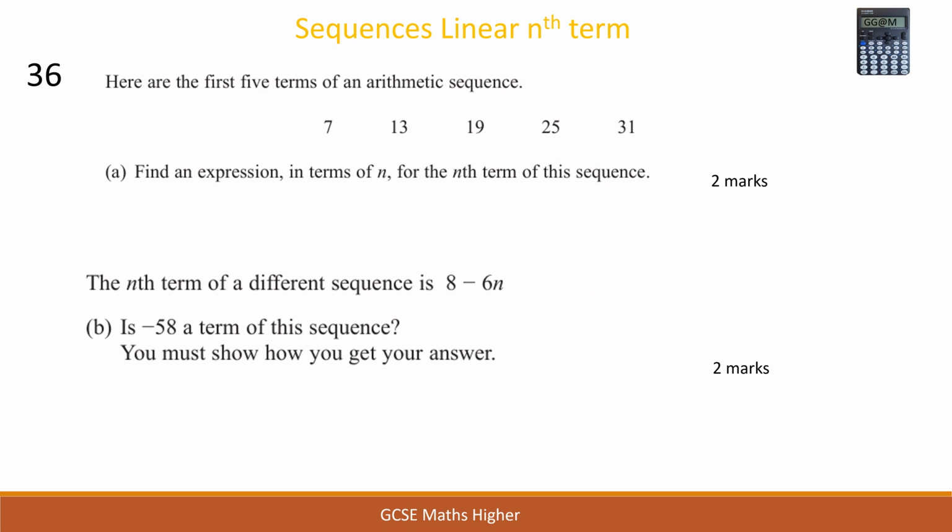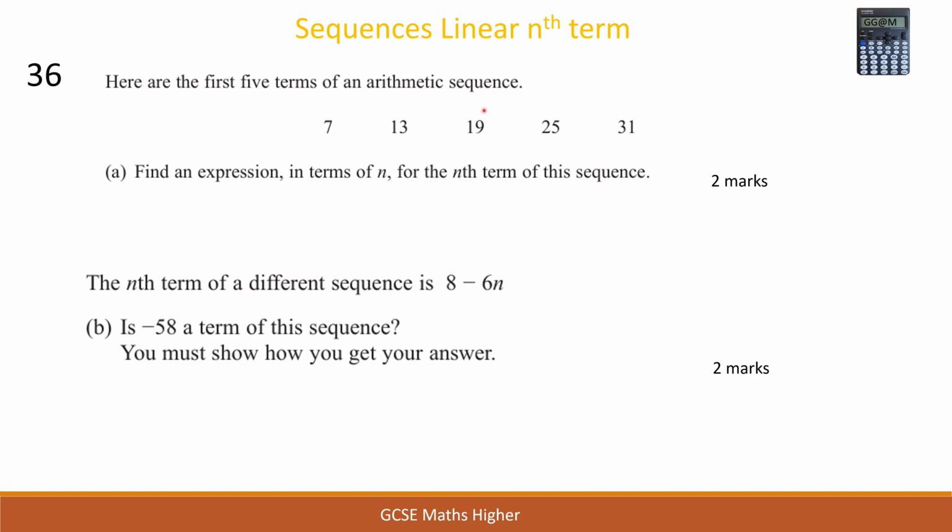Now this question is a question to do with linear sequences. Now linear sequences are the easiest type of sequences to deal with, and it basically means they go up in a constant gap. So if you look at the sequence, the difference between 7 and 13 is the same as the difference between 13 and 19.